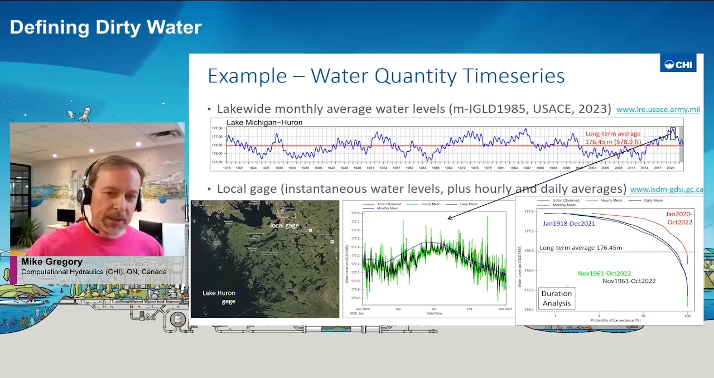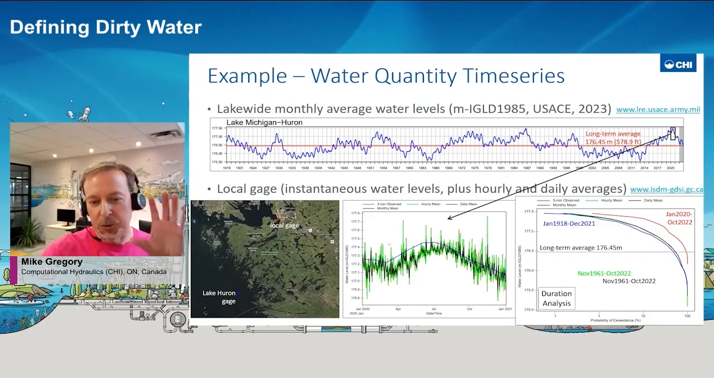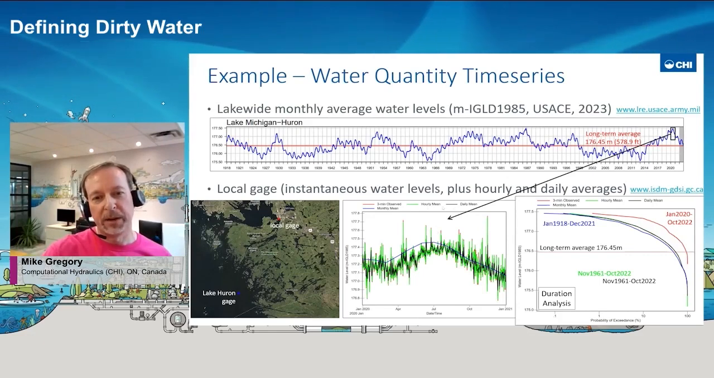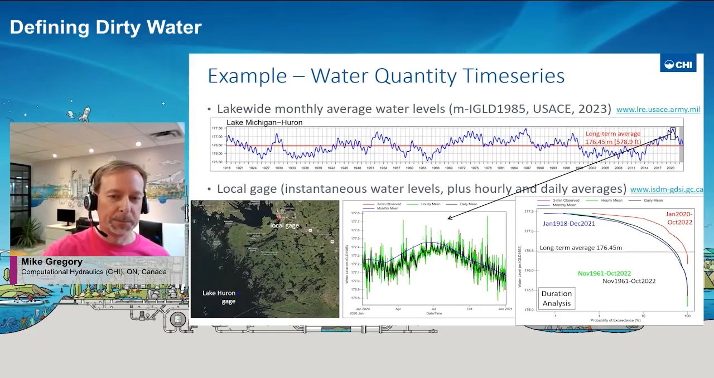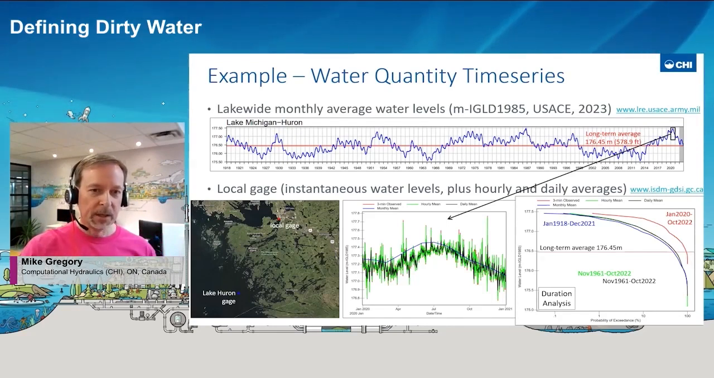So there you go. This is what water quantity time series data looks like. You can have the actual measurements here, or the average values over some averaging period that I've shown in the legend there, or you can express it as flow duration curves. So let's talk about that.